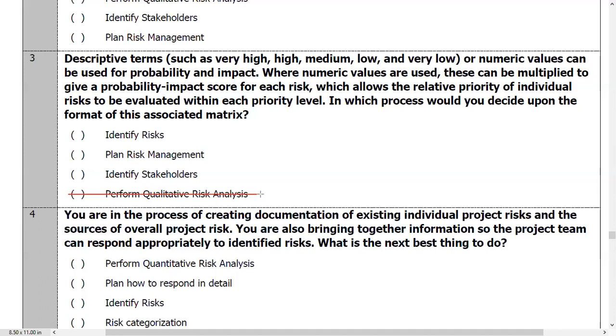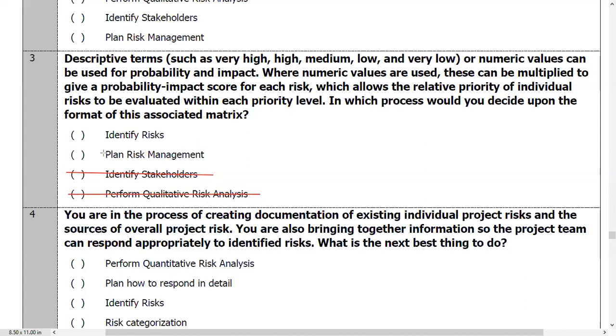Option 3 is identify stakeholders. This is not where you decide the format of the matrix. This is where you identify stakeholders, but not where you identify how the matrix will look. Option D, one more time, perform qualitative risk analysis. Just to be really clear, that is where you actually use the matrix to score the risk by multiplying probability rating times impact rating.